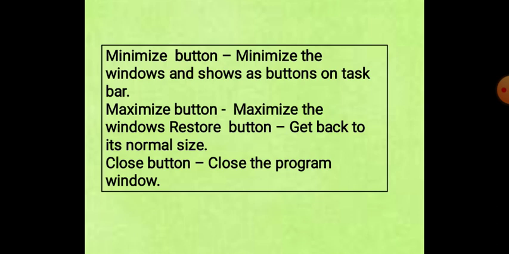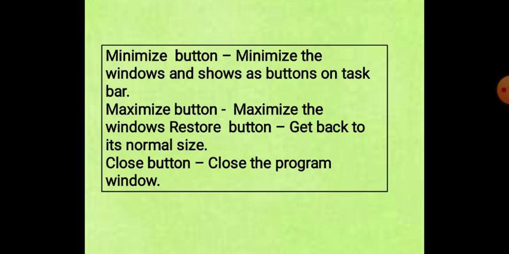Maximize button. If we click on a maximize button, the whole Word window will be maximized and cover the desktop screen. And as I told you, if the window is maximized, then the restore button appears, okay, and if the window is in a normal size, then the maximize button appears. So now as the window is maximized, the restore button appears. If you click on a restore button, again the window will come to its normal size or previous size.